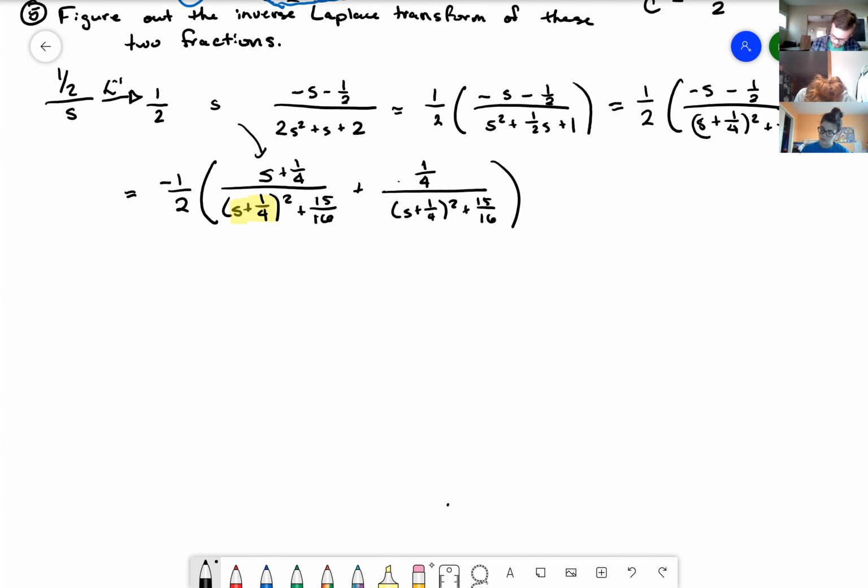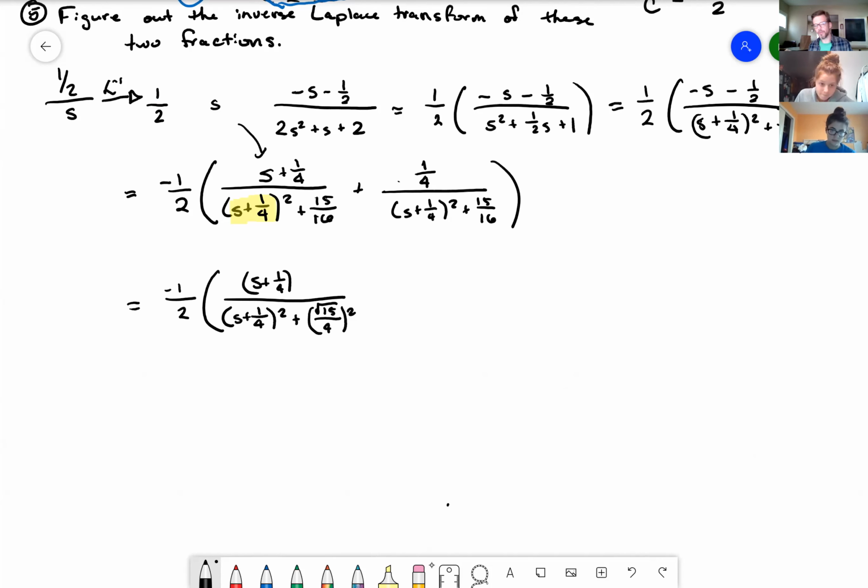This 15/16 I want as my a squared. The first one is not too bad. I get s plus 1/4. So that's really my s, my independent variable, and then my independent variable squared plus a squared. So I'll get square root of 15 over 4 squared. Now that's in the form of sine. So I'm going to consider myself done with that piece for now.